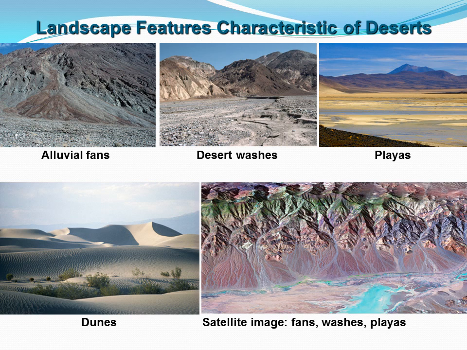The next one is a satellite image that shows us all of these features. So we've got fans that are these V-shape features coming off of the mountains down into the valley towards the bottom of the image. Washes where it looks like there's water flowing through in the flat area, and then the rest of that flat area is a playa.